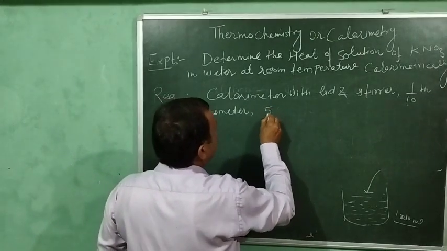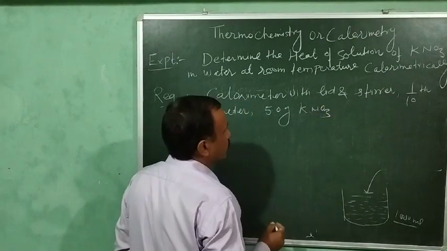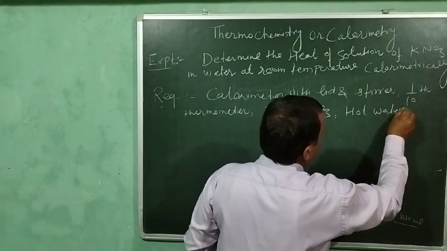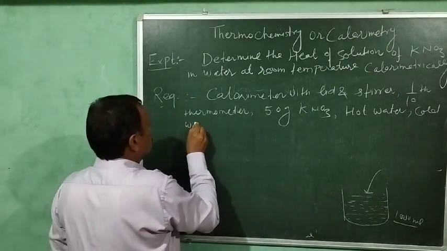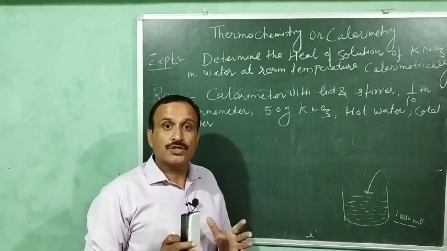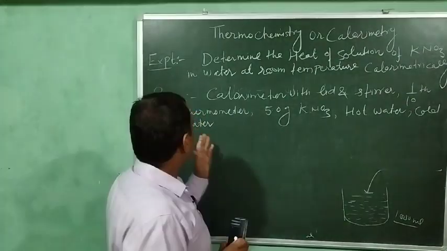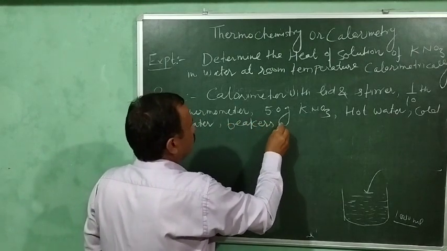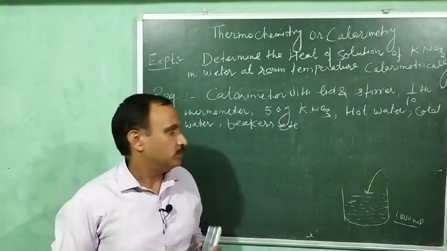Then 5 gram potassium nitrate, hot water, cold water. Hot water and cold water is for the determination of the water equivalent of the calorimeter. Hot water, cold water, and beakers, etc. So these are the requirements of this experiment.